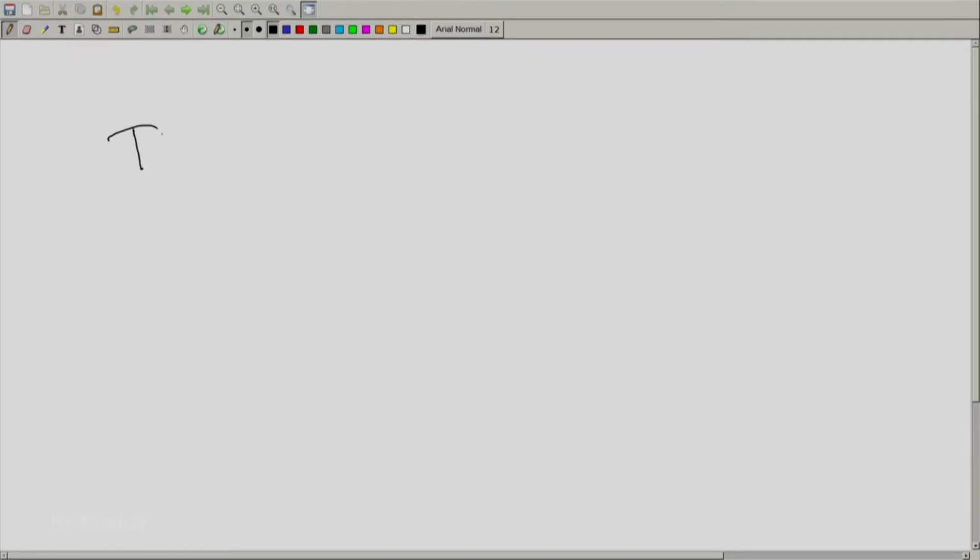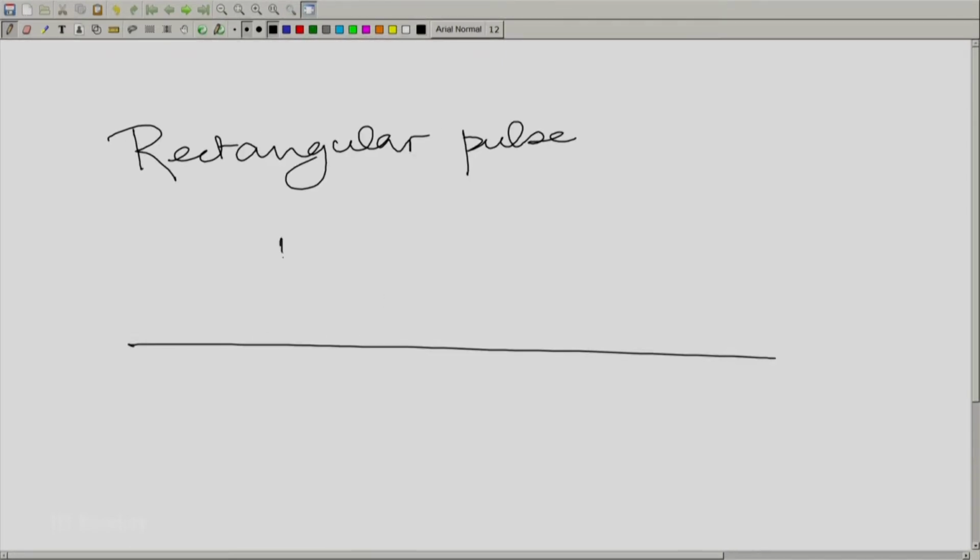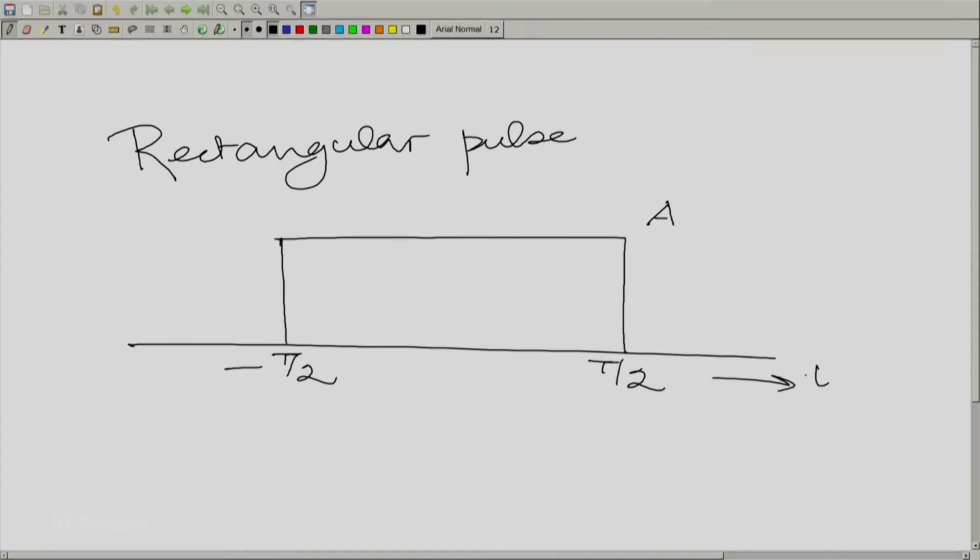So, let us take one of the most traditional functions. Let us begin with what is called the rectangular pulse. We will make the pulse symmetric, height a going from minus T by 2 to plus T by 2 on the time axis. We call this function h of t or x of t, whatever you like. We find its Fourier transform.